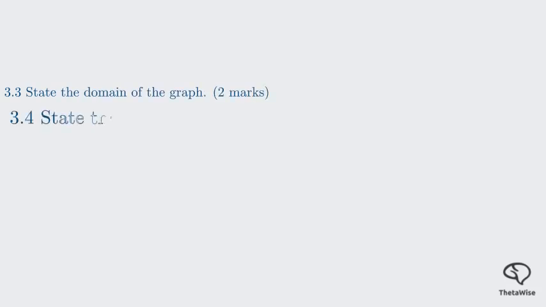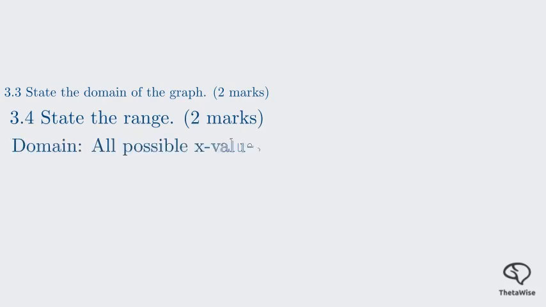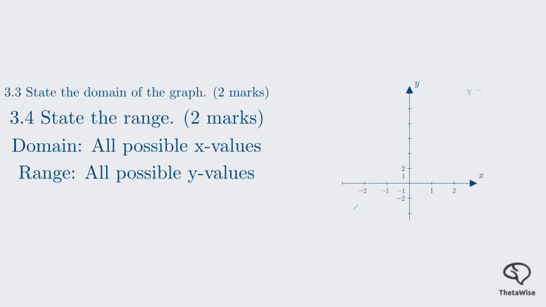Next, in parts 3.3 and 3.4, we need to state the domain and range of the graph. Remember, the domain of a graph is the set of all possible x values for the points on the graph. The range is the set of all possible y values. Let's look at our line y equals 3x plus 4. Arrows at both ends of the line indicate that it extends infinitely in both directions. Here's our graph again. The line has arrows, showing it continues forever. Consider the x values.